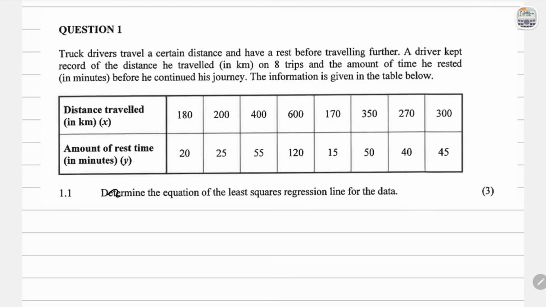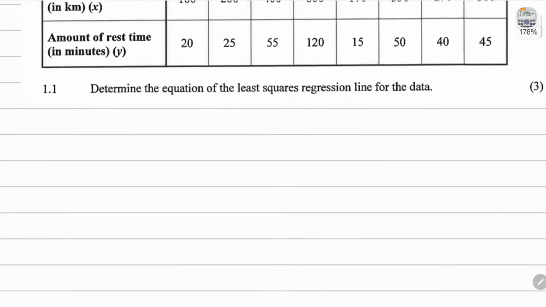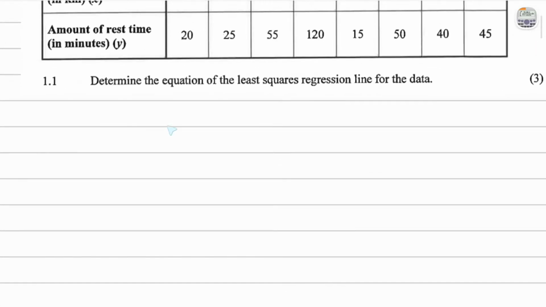And the first question, 1.1, says, determine the equation of the least squares regression line for the data. So we know that that equation looks like this. It's the equation of a straight line. Y is equal to a plus bx. And with this, all we really need to find here is the value of a and the value of b.